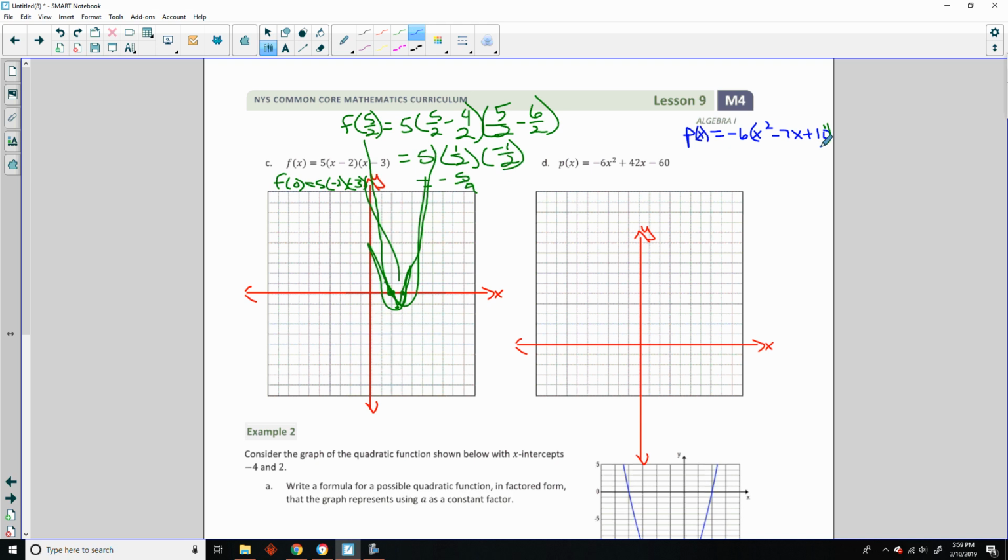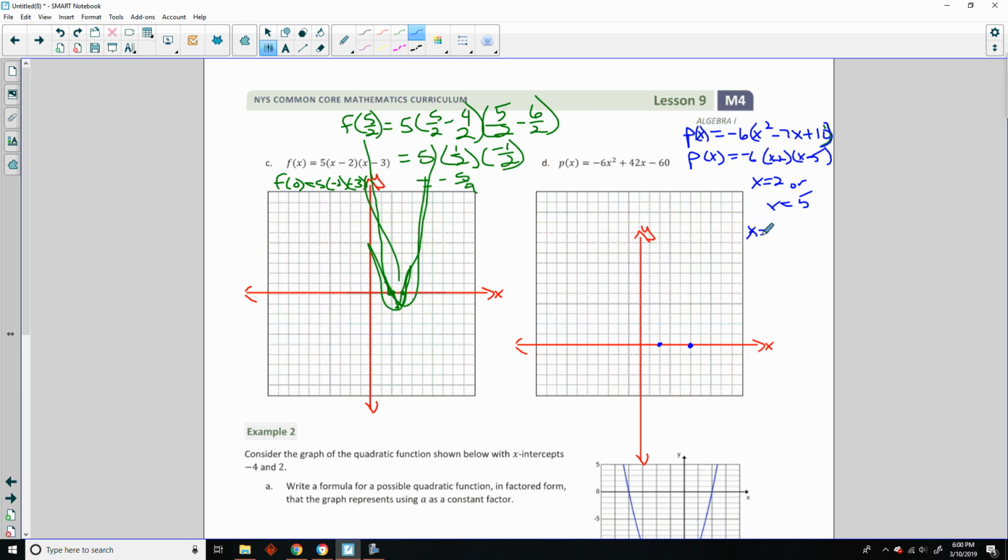Why did my pen just turn green? Okay, negative 6. If I factor out a negative, all the signs change inside. So now I'm going to factor that. I'm looking for factors of 10 that add up to negative 7. They both have to be negative, so it'd be minus 2 minus 5. 5 times 2 is 10, 5 plus 2 is 7. They're both negative. So my x equals 2 or x equals 5. So I have an x-intercept at 2, and an x-intercept at 5.